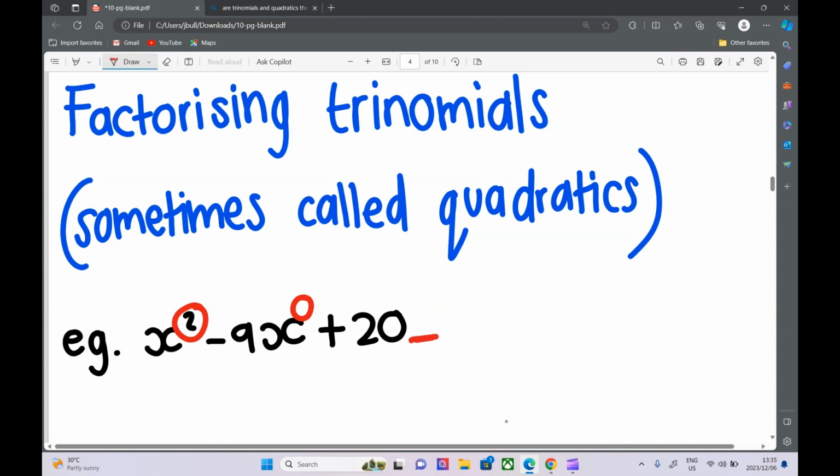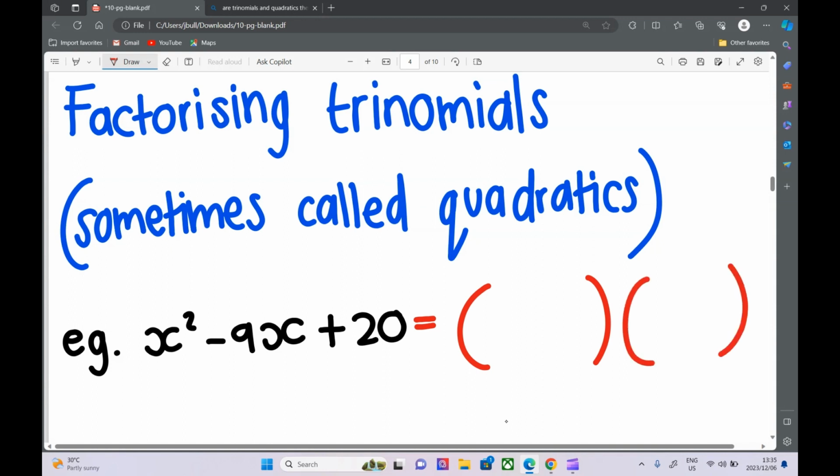How we factorize these, if we can factorize them, sometimes you just can't factorize them, so that might be something you come across. If you can factorize them, you are going to end up with something like this. So it's going to be two brackets. It's going to be x in the front of both of them. And then you're going to have to work out which signs you need, and you're going to need to work out what the other number is.